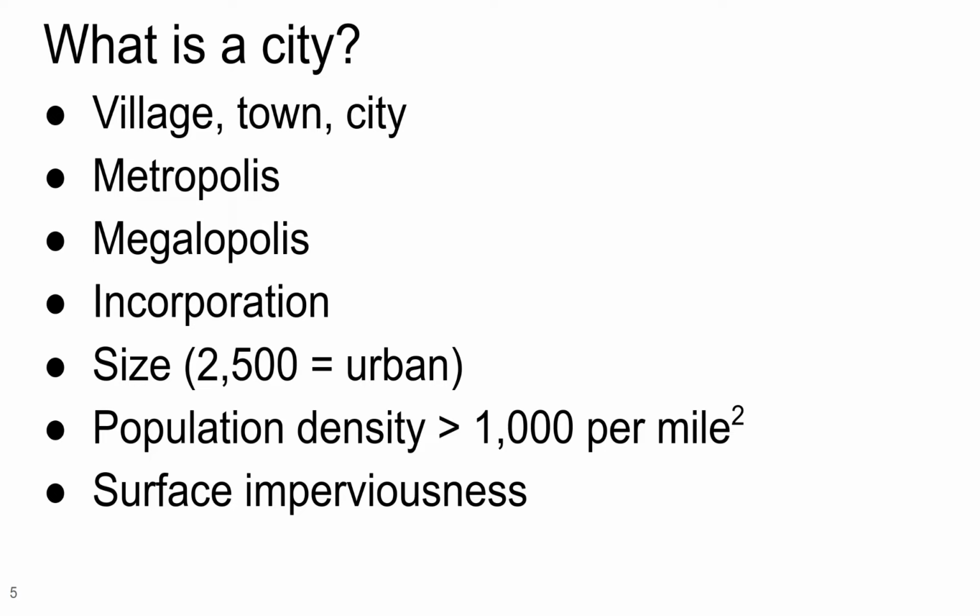Surface imperviousness, the percent of the land that is impervious because it's got concrete or pavement on it, is one of the things that the Census Department looks at in deciding if a given place is a city or a census-defined place. And a census-defined place doesn't have, for example, incorporation as a city. So legally, it's not a city.